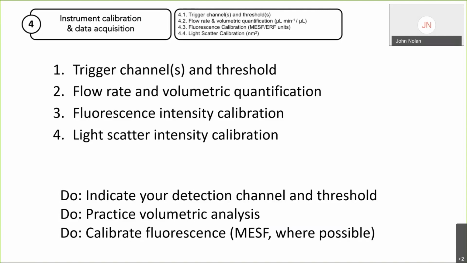The flow rate of the instrument for volumetric quantification is important. Issues here are really identical to those for cell analysis, and there's a number of well-established ways to calibrate flow rate. Those should be followed. There are also approaches to calibrate fluorescence and light scatter intensity. I'm just going to segue into a brief survey of fluorescence calibration approaches.